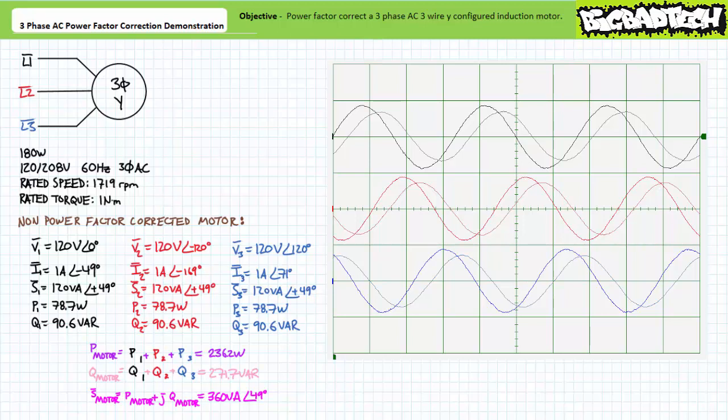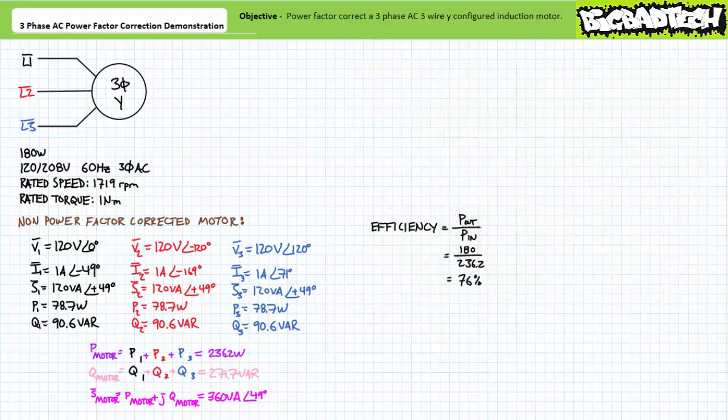We can package these as the real and imaginary components of a rectangular number, and then convert it to polar form as 360 volt amperes, which yields our total apparent power figure. You'll note of the 236.2 watts of total real electrical power supplied to this Y-configured motor, 78.7 watts each winding, only 180 watts is converted to usable mechanical power output. This corresponds to an efficiency of 180 over 236.2, or roughly 76%.